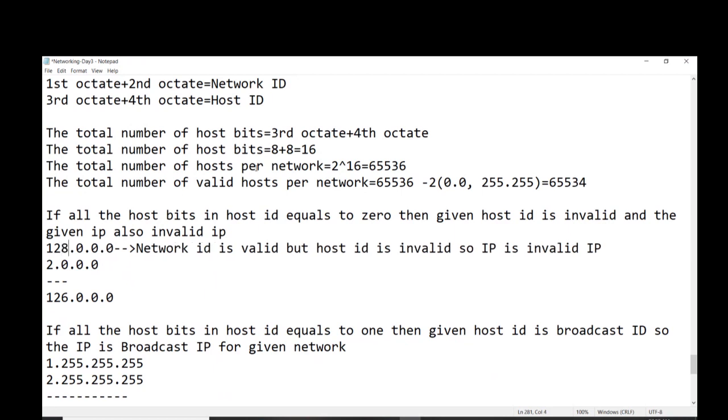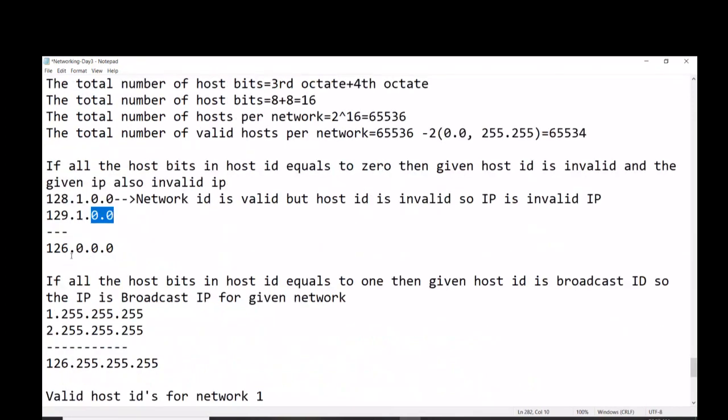If I write here 128.0 or 129.0, even 1.0 or 0.0 I can take, but this is invalid because the host ID is invalid, so the IP is invalid. Likewise 191.255 I can take, but again it is invalid, because all the host bits in the host ID are 0.